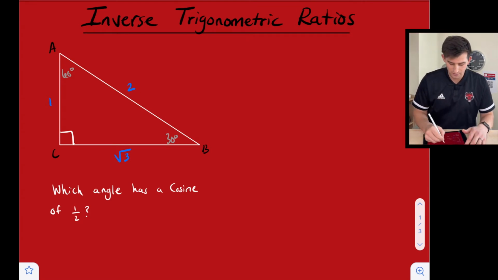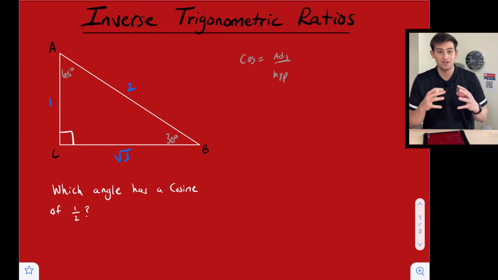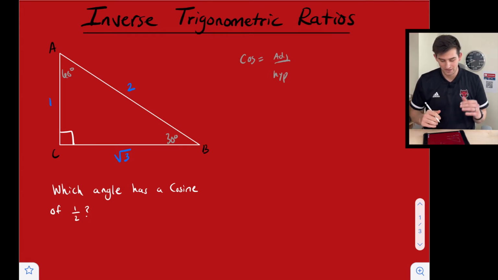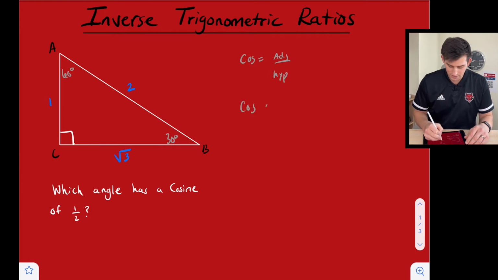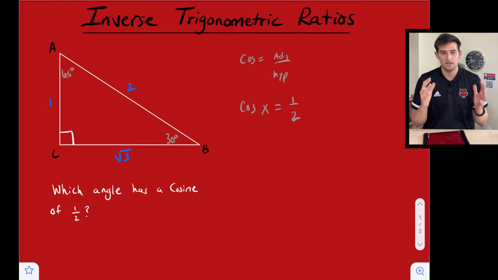For cosine, remember we want to do adjacent over hypotenuse, right? And so TOA, A over H, okay? So cosine is adjacent over hypotenuse. So we want to say, hey, the cosine of x is equal to 1/2. So x is what angle? Is it the 60-degree angle or is it the 30-degree angle?